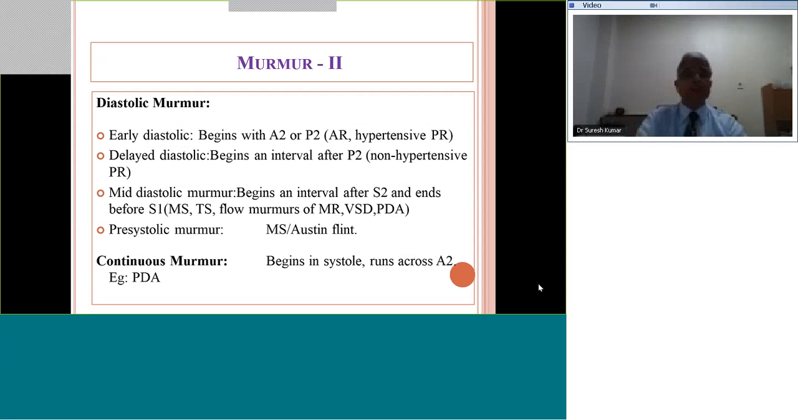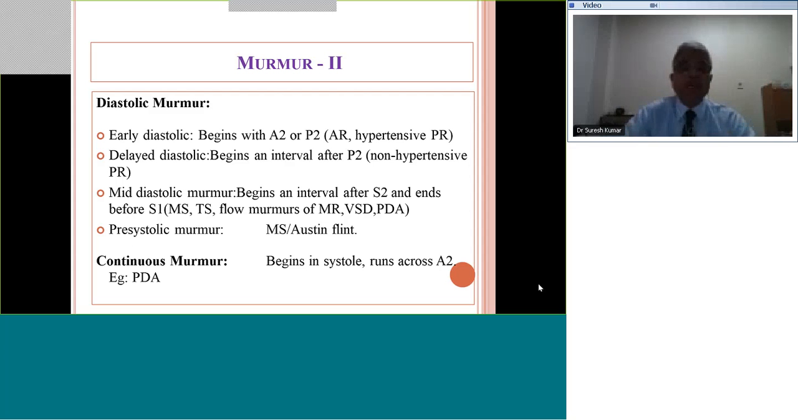Diastolic murmurs would be called early diastolic if it begins with A2 or P2. If it begins with A2, it's a classic feature of aortic regurgitation. Beginning with P2 is what you would hear in the Graham Steell murmur of hypertensive pulmonary regurgitation. It can be a delayed diastolic murmur when it begins an interval after P2, simulating a mid-diastolic murmur. A non-hypertensive pulmonary regurgitation, which you hear so commonly after tetralogy repair, is a delayed diastolic murmur.